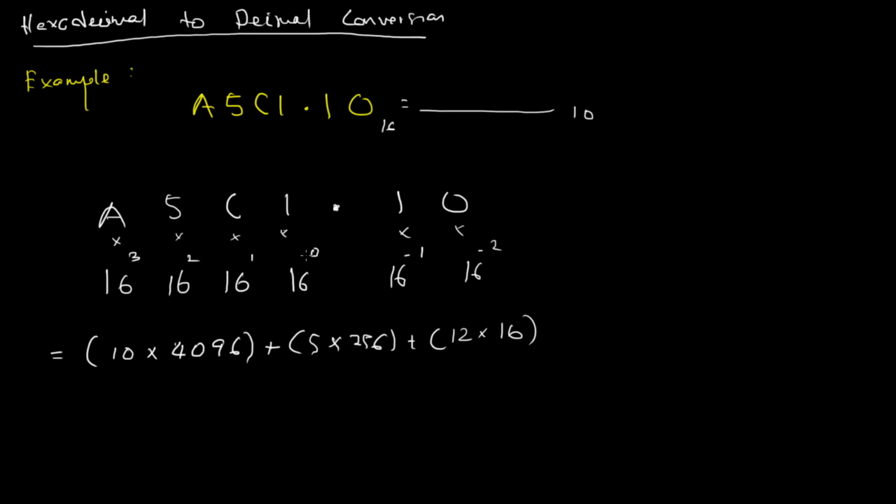Anything to the power 0 is 1, so it's going to be plus 1, then plus 1 multiplied by 16 to the negative 1, which is 0.0625, then the last one will be 0. If you add all these together, it's going to produce 42433.0625. This is your decimal value.